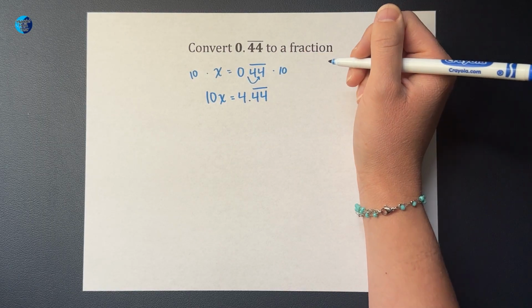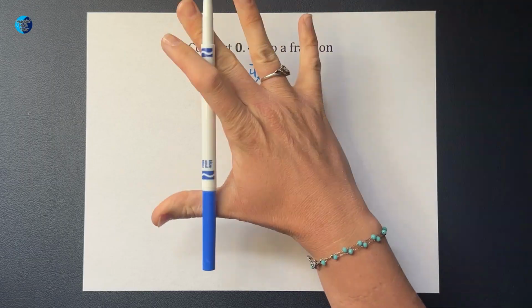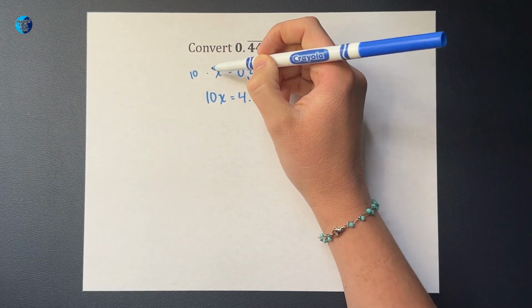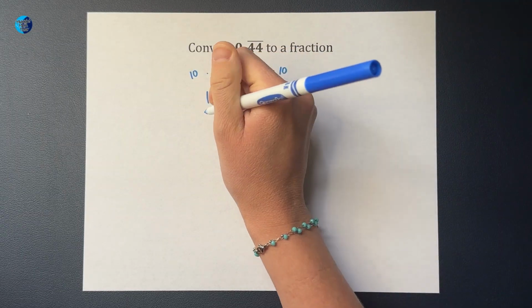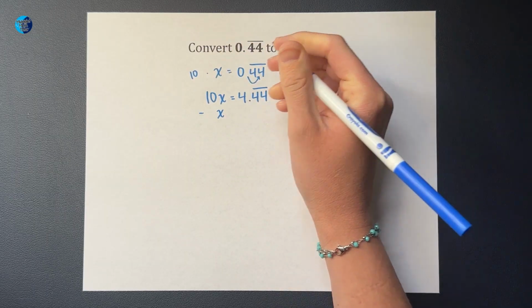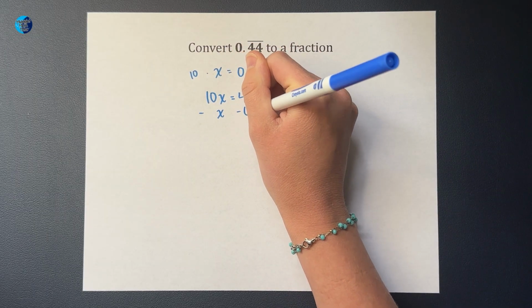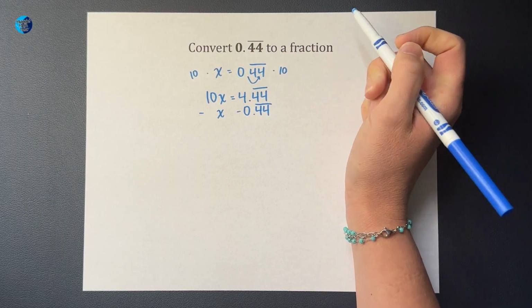Okay, the next thing I'm going to do is going to look sketchy at first, but it's totally allowed. I am going to subtract x from each side, but we need to remember what x is equal to. So I am going to take away x here on this side of my equal sign. On this side, I'm going to take away 0.44 repeating.